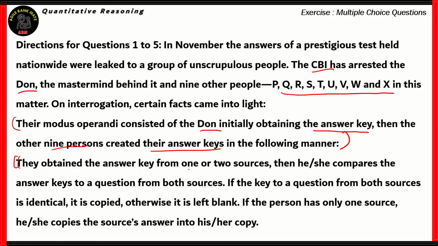They obtained the answer key from 1 or 2 sources, and he or she compares the answer keys to a question from both sources. If the key to a question from both sources is identical, it is copied. Otherwise, it's left blank. If the person has only one source, he or she copies the source's answer into his or her copy.